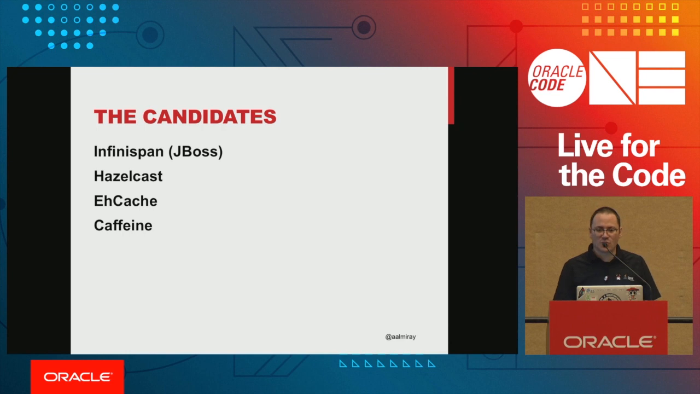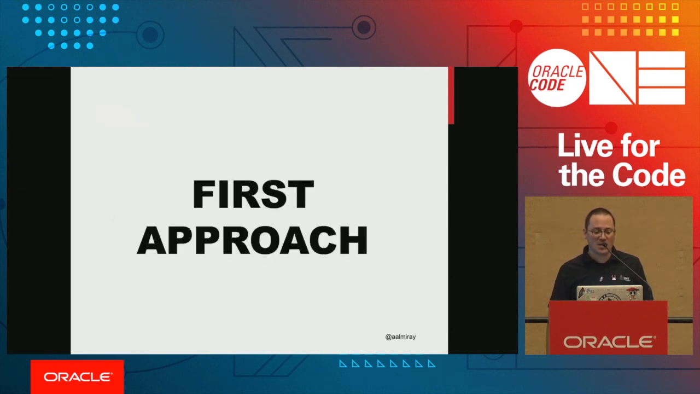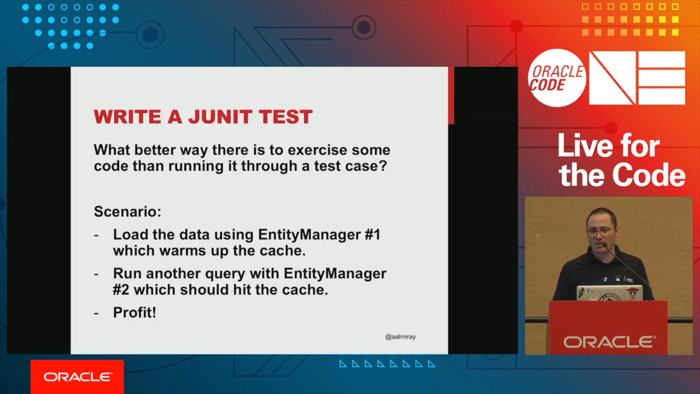So what did we need for this to work? We needed to make accurate measurements. We had to make sure that the measurements and the test conditions are equal and fair, so that if we take measurements from different environments at different points in time, we will be sure that the variation within each one of them will be close to zero, so that we have high confidence in the numbers. And we had to be sure that everything is repeatable. So our first approach was to use what every single Java developer knows: just write a unit test.